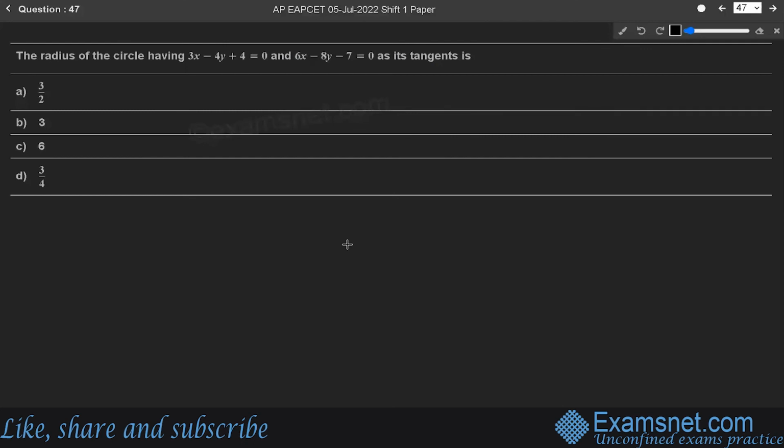Next question is: the radius of the circle having the equations 3x minus 4y plus 4 is equal to 0 and 6x minus 8y minus 7 is equal to 0 as its tangent is. The equations of two tangents are given here and the slopes of the given tangents are 3 by 4. This is the slope for the given tangents. Hence, we can say that these are parallel tangents.